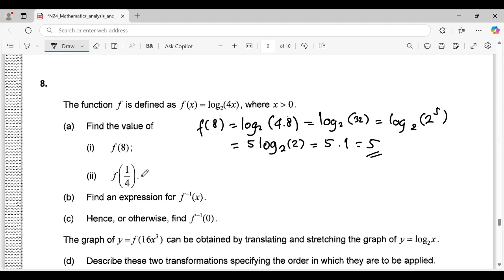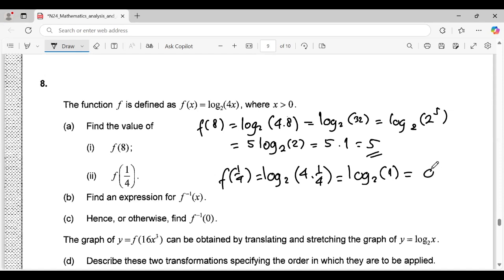How about f1/4? f1/4 equals log 2 of 4 times 1/4, log 2 of 1. Log 1 equals 0. So f1/4 is 0.